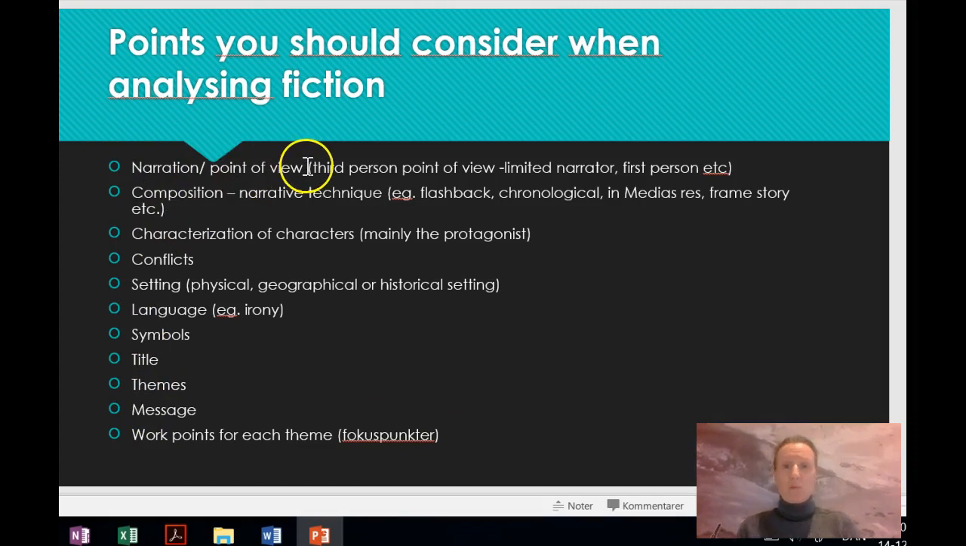The narration, point of view. Is it a third person point of view? Is it a first person? Do we have a limited narrator or a non-omniscient narrator, etc.?